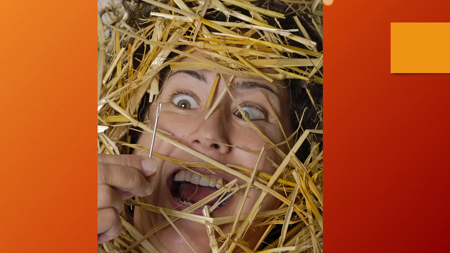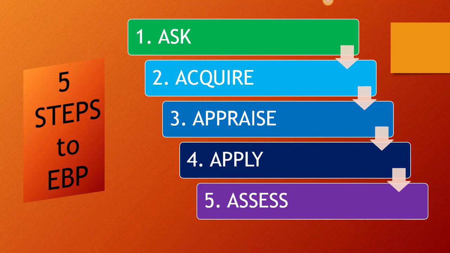So, summarizing all of the above into the 5 steps of EBP. First, ask a focused patient or problem-centric clinical question. Second, acquire the evidence by searching the literature. Third, appraise the evidence for validity, reliability, and applicability. Fourth, apply. Implement your decision after considering all of the EBP elements. And fifth, assess the outcome. Was it effective? Do you need to consider another option?